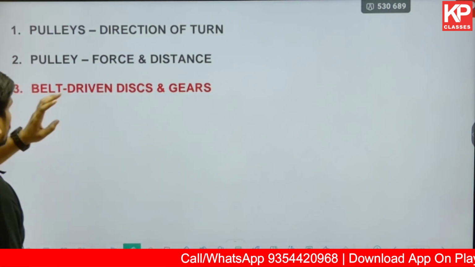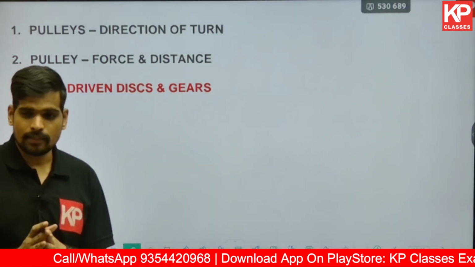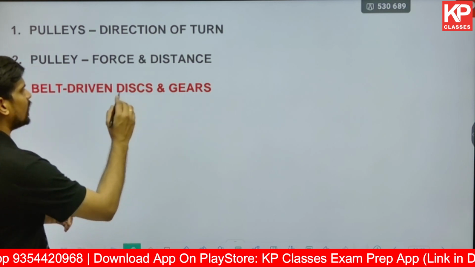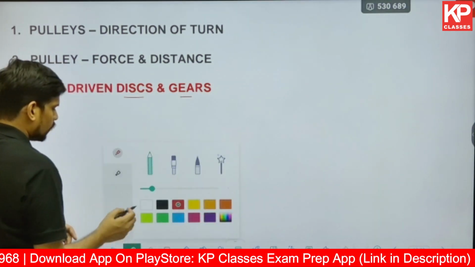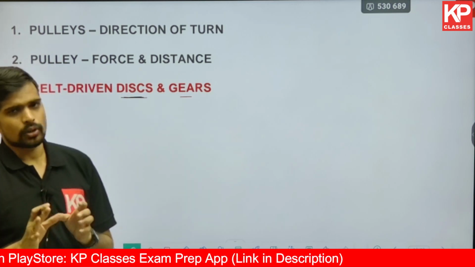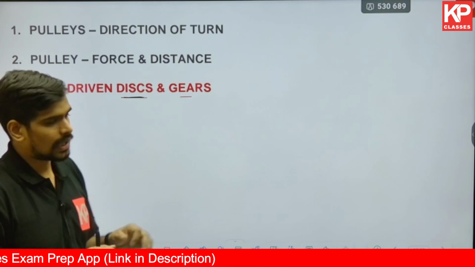So moving on. The third model, as I told you, there are 3 models. The third and final model is belt driven discs and gears. Belt driven discs are similar to pulleys. Basically, you have a system of movable discs with some belt, so that's one model.